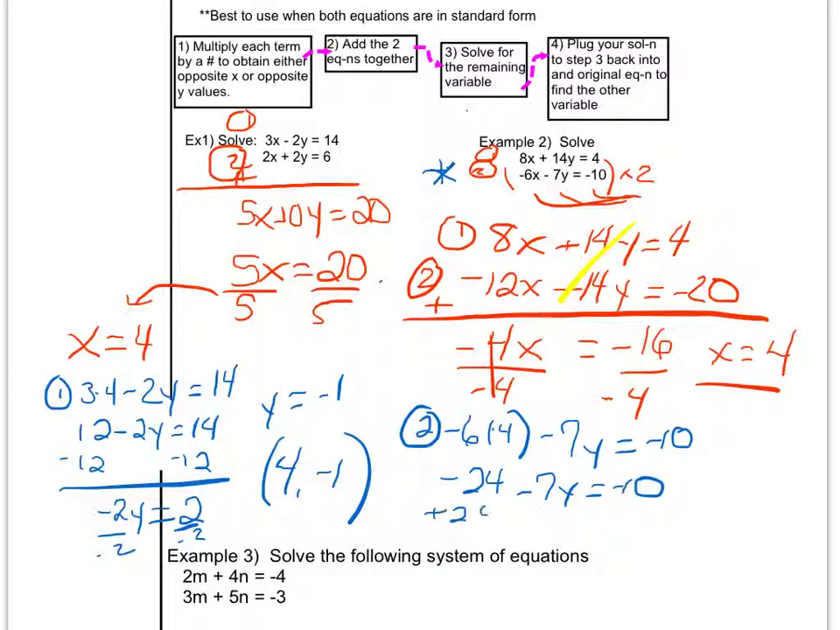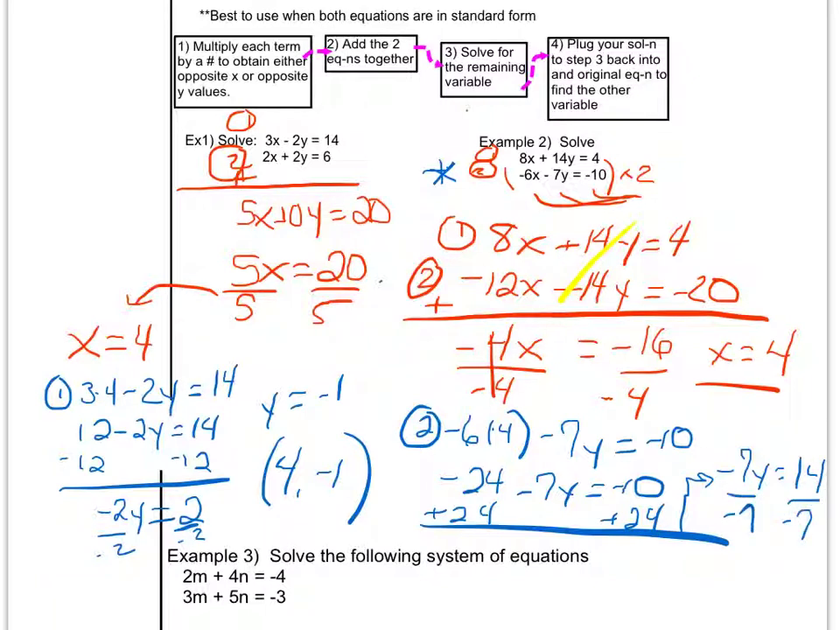Well, that means negative 24 minus 7y equals negative 10. I'm going to go ahead and add that 24. I'm running out of room, so I'm going to move it up here. I know that's a little weird. It should be in nice straight lines. But I'm left with negative 7y equals negative 10 and positive 24 is positive 14. Divide by negative 7, and I get y equals negative 2.